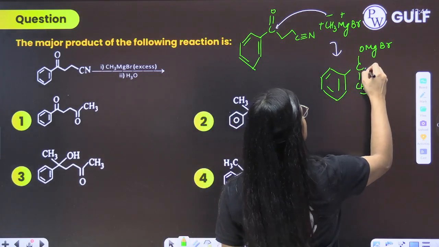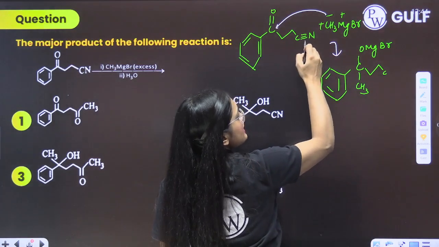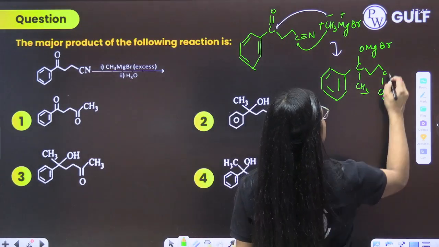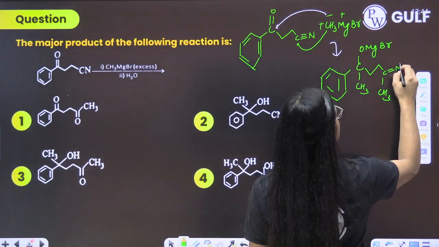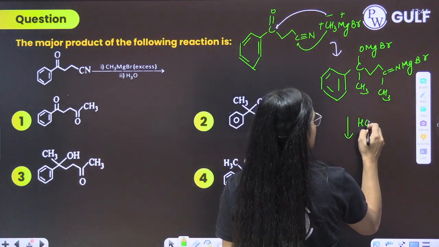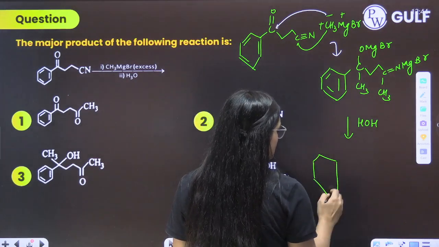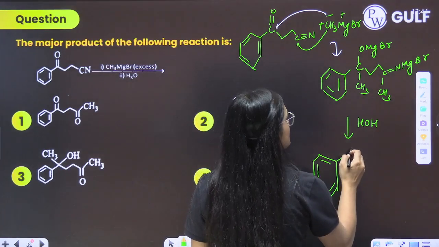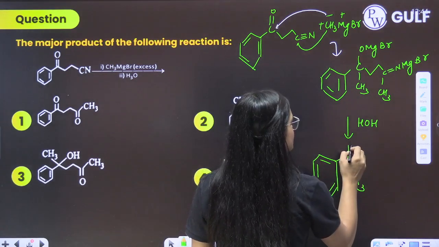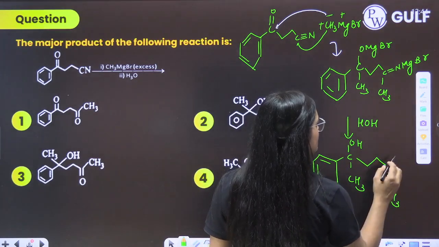Similarly, the reaction will take place with the CN group as well. Here, this is negative and this is positive. Out of the two, this is electronegative, so CH3 minus will attack here, and what you will get is CH3 double bond NMgBr. Now when you carry out hydrolysis, MgOH-Br will be removed, and you get the product with C CH3 and OH group here, and C CH3 with C double bond O.